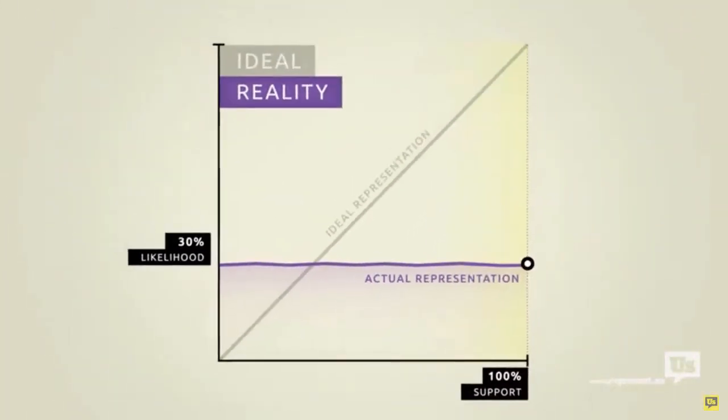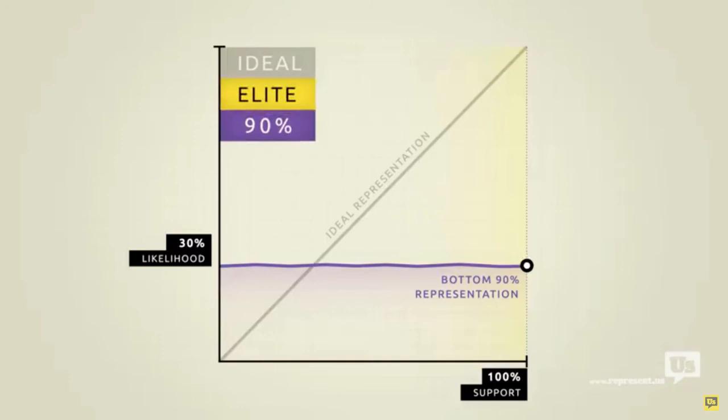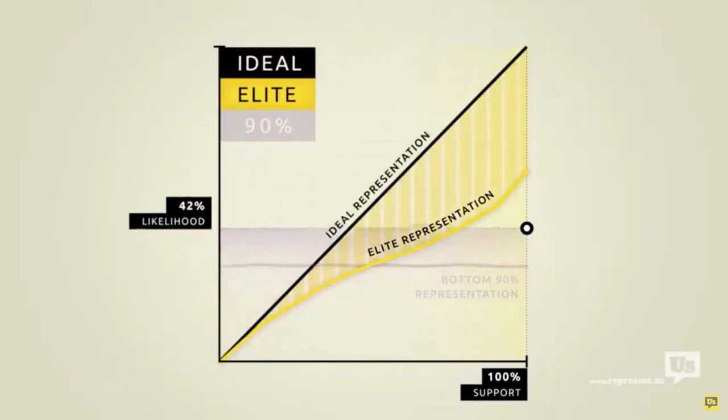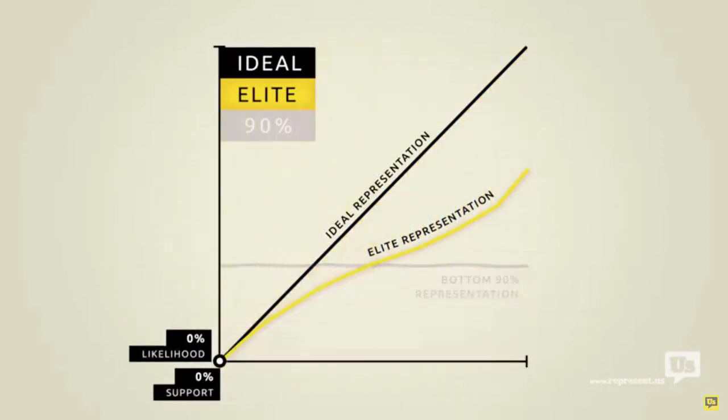So if you've ever felt like your opinion doesn't matter and that the government doesn't really care what you think, well, you're right. But there's a catch. This flat line only accounts for the bottom 90% of income earners in America. Economic elites, business interests, people who can afford lobbyists, they get their own line. Look at how much closer their line is to the ideal. When they want something, the government is much more likely to do it. And when they don't, they have the power to completely block it from happening, no matter how much the rest of the country supports it.